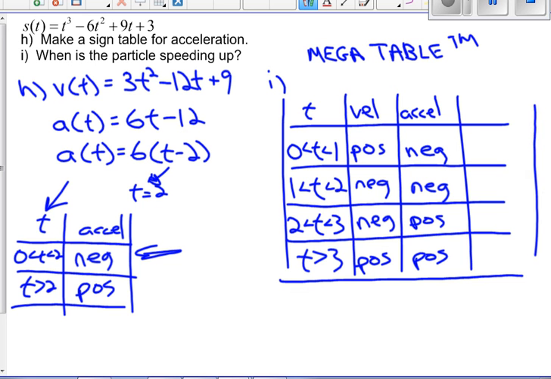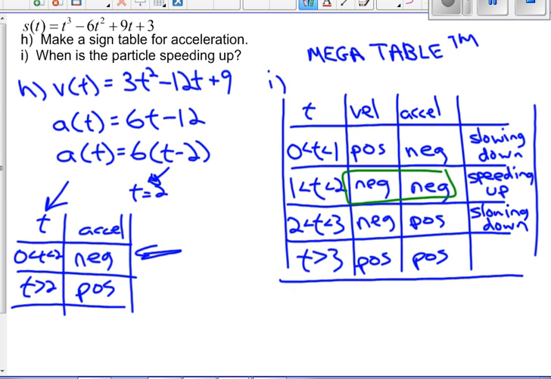So let's think about what's happening here. From 0 to 1, we have positive velocity and negative acceleration. That means it's moving right, but it's slowing down. Then we have negative, negative. That means it's moving left and speeding up because they're the same. Negative, positive, that means moving to the left, but slowing down. And finally, positive, positive, that means we're moving to the right and speeding up.